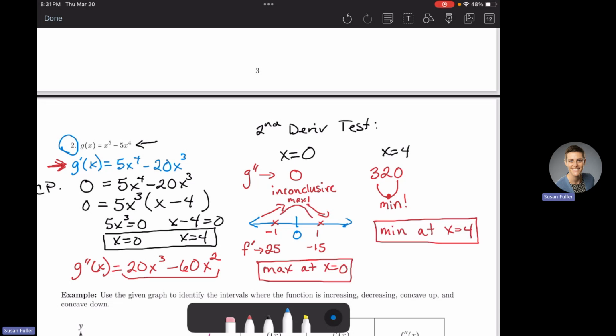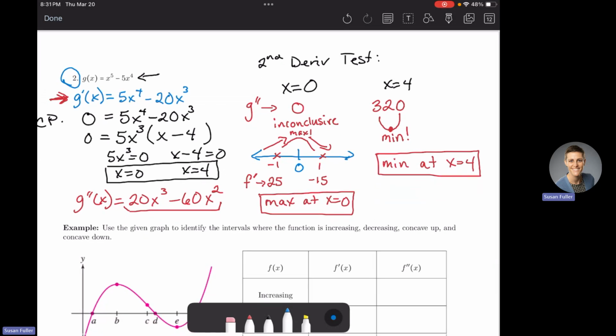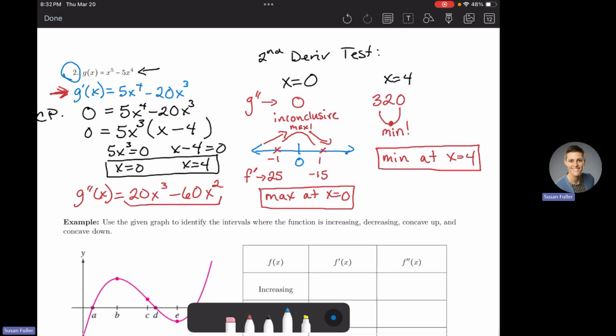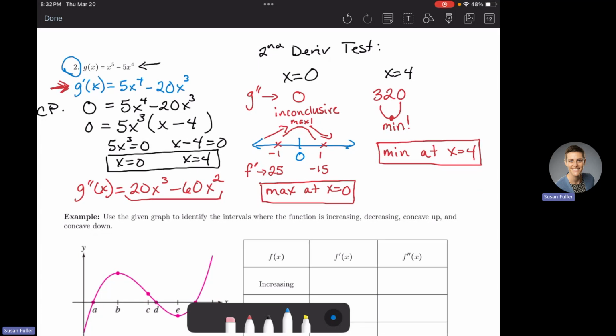So that's how the second derivative test works. When it works, it works beautifully. You don't have to plug in as many things, and it generally tends to be quicker. But it can be inconclusive, like this one. And in that case, you have to go back to the first derivative test anyway. So sometimes you just have to play with it.